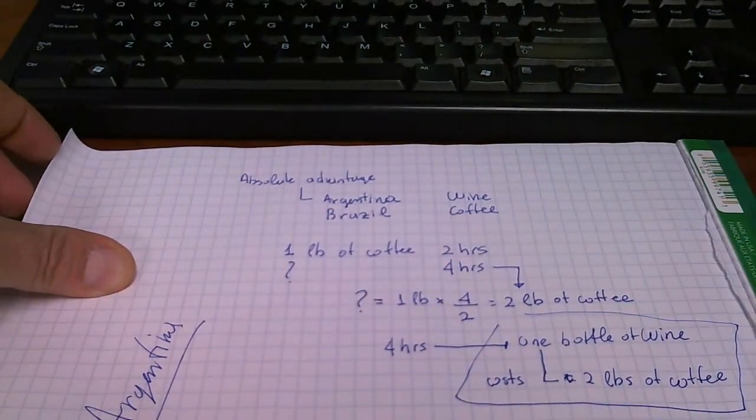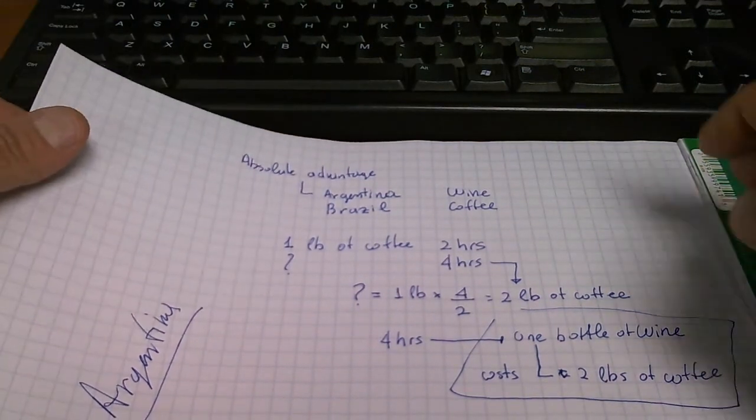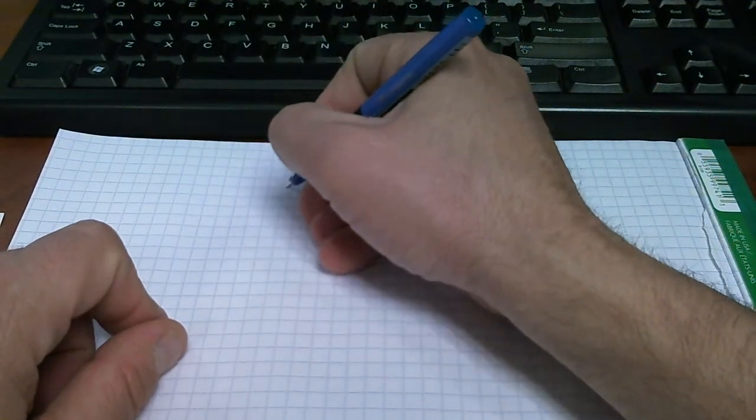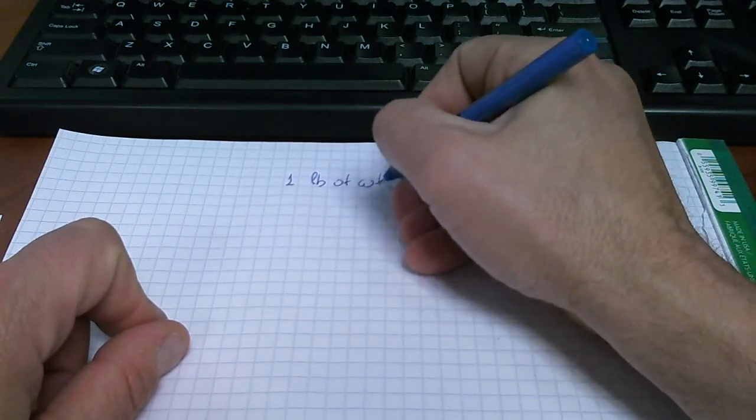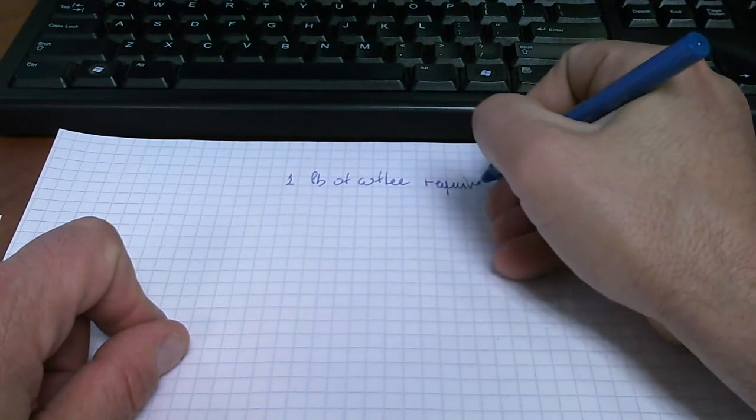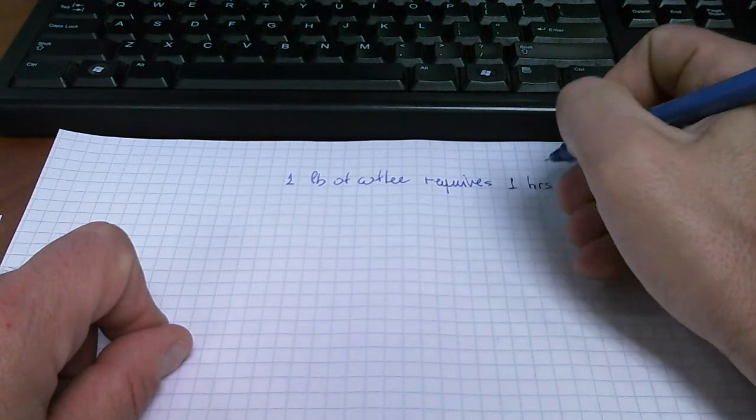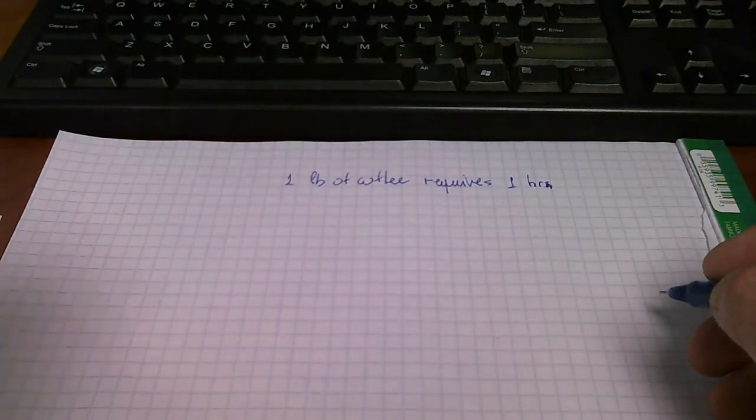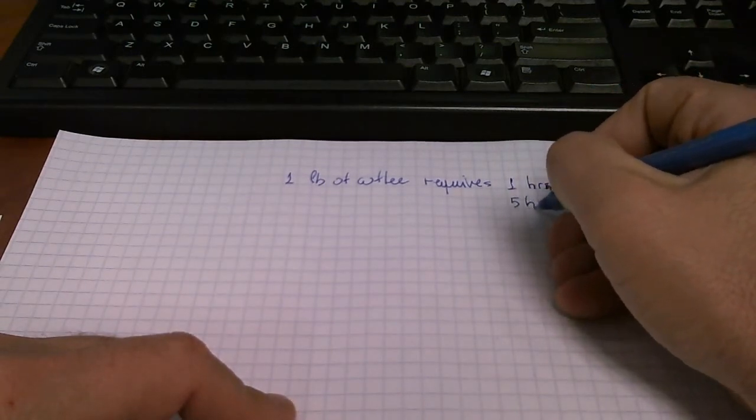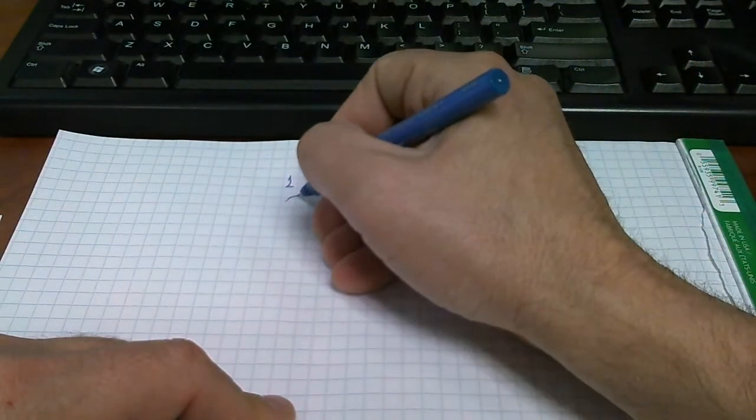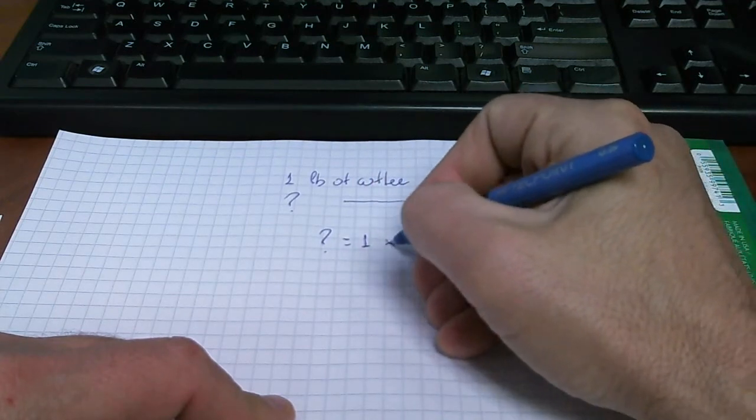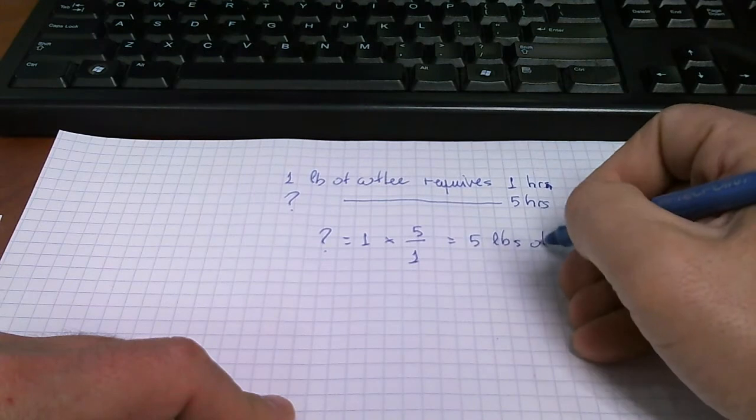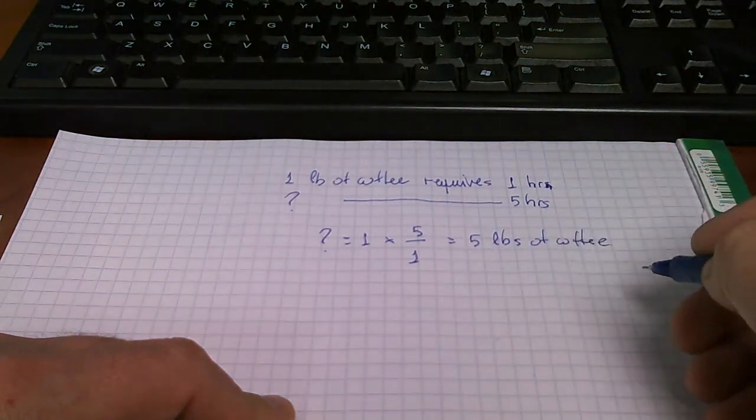Let's take a look at Brazil. So Brazil, 1 pound of coffee requires 1 hour to produce. We know that producing one bottle of wine requires 5 hours in Brazil. So, in 5 hours, how many pounds of coffee can we make? Well, that's straightforward. We can make 1 times 5 over 1. We already know the answer. 5 hours, 5 pounds of coffee. We can make lots of coffee, I guess.